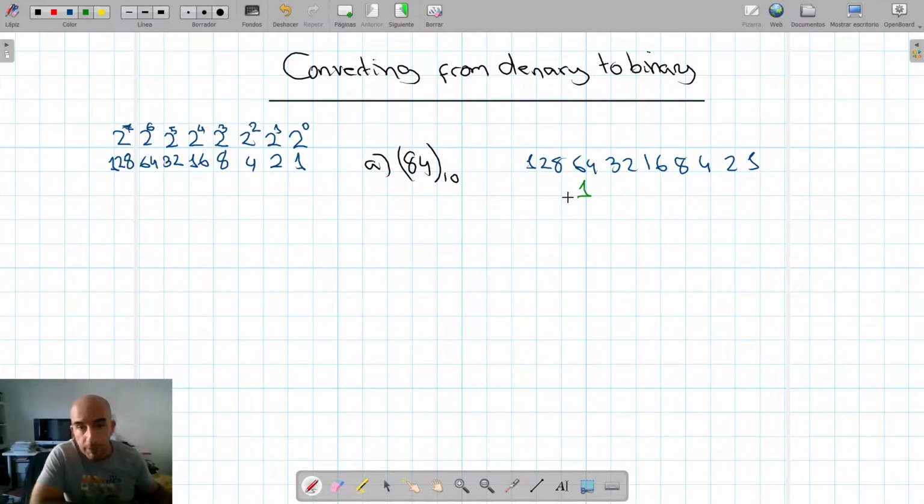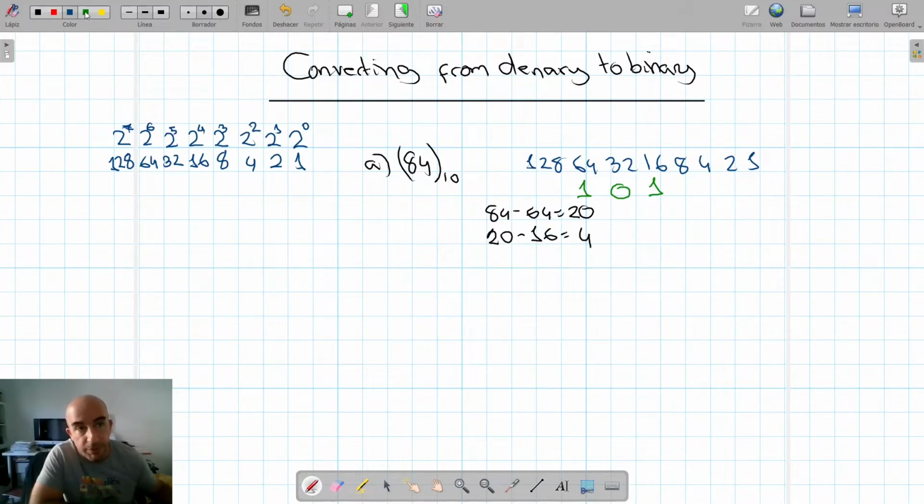So we put a 1 there, and then we do 84 minus 64 to see the remainder. That's 20. Which is the highest power we can put without being higher? 32 is higher, so that's a 0. 16, okay, so we put a 1 there, and we do 20 minus 16 to see the remainder, and we get a 4.